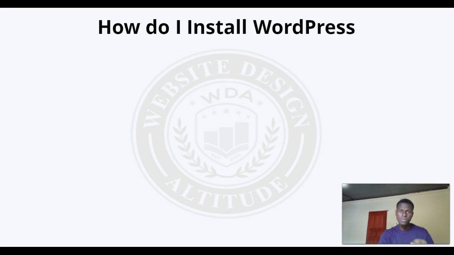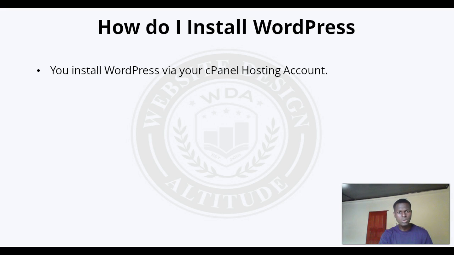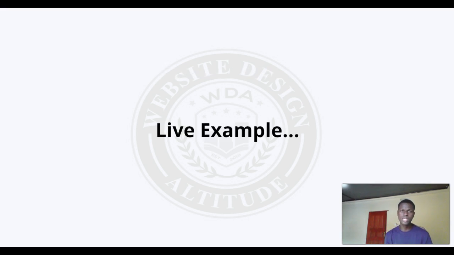So with that out of the way, let's go ahead and talk about how you actually install WordPress. So how do you install WordPress? You can install WordPress via the cPanel hosting account. If you've purchased your domain name and web host from Namecheap, you should have your cPanel details in your email address right now. If you've not yet gotten your web host and your domain name, go to Namecheap and get them. So let's do a live example here.